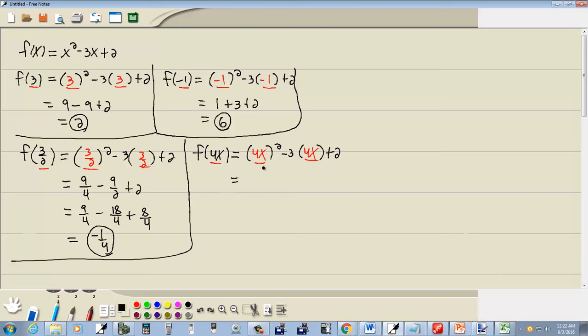Now 4x squared. 4x times 4x gives us 16x squared. Minus 3 times 4 gives us 12x plus 2. And that's our answer.